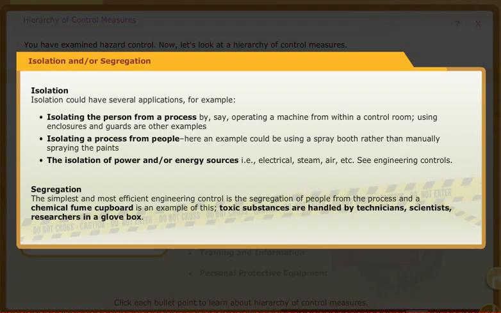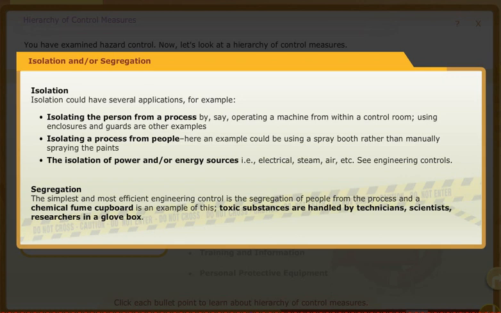Isolation or segregation or both. Isolation. Isolation could have several applications, for example, isolating the person from a process by, say, operating a machine from within a controlled room, using enclosures and guards are other examples.